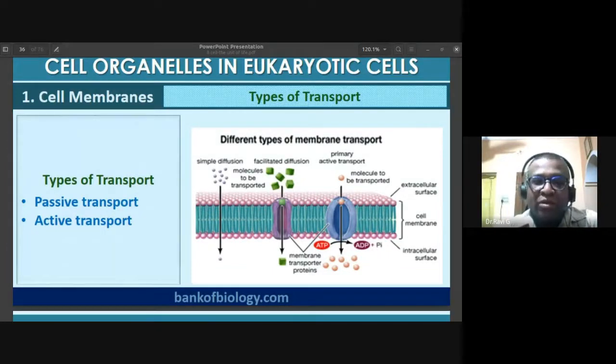So passive transport is without expenditure of energy, and it is going to be with the concentration gradient. Active transport is with expenditure of energy and against the concentration gradient. So what do we mean by against the concentration gradient?